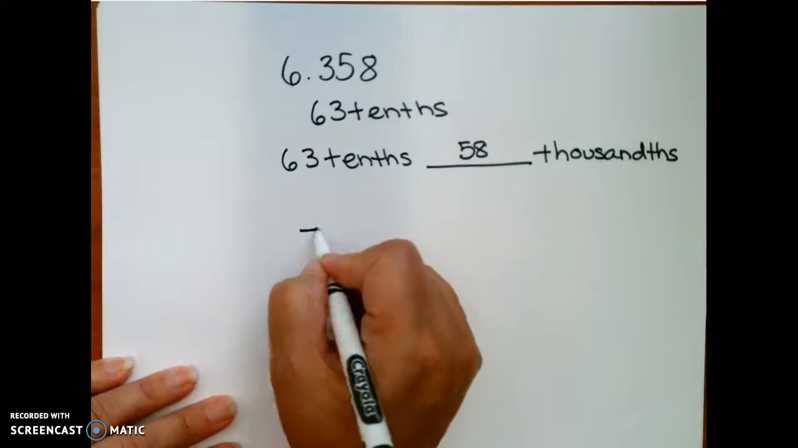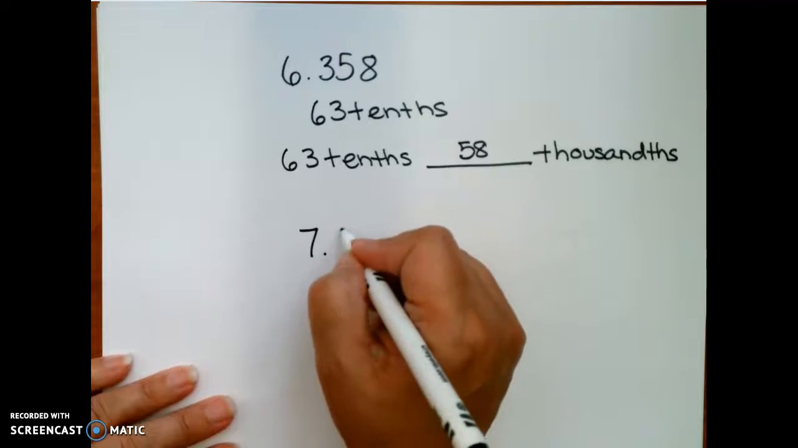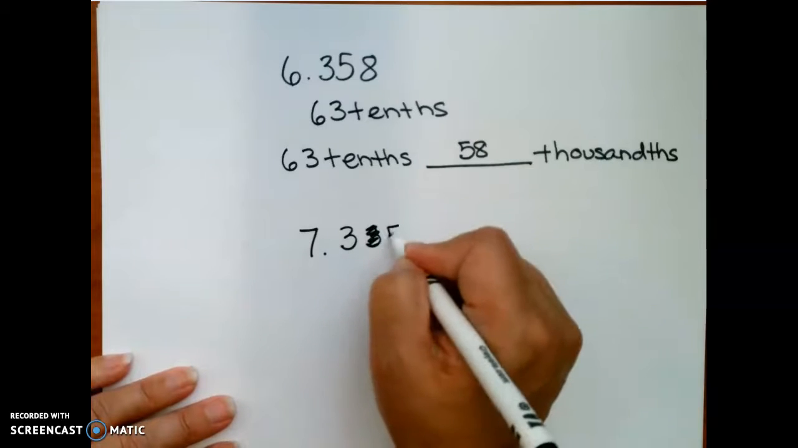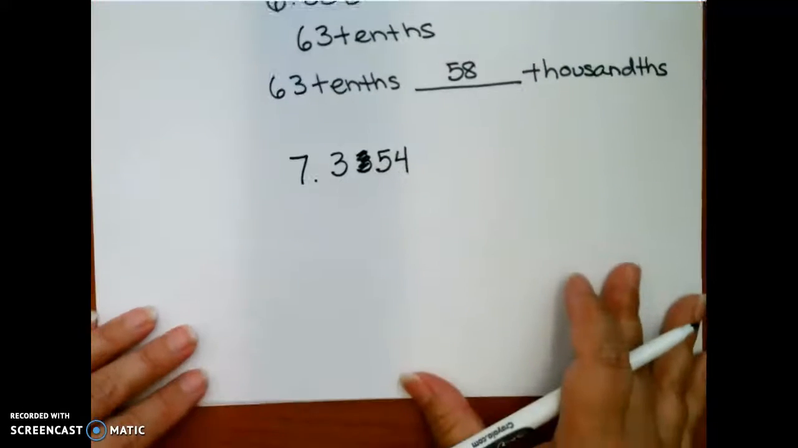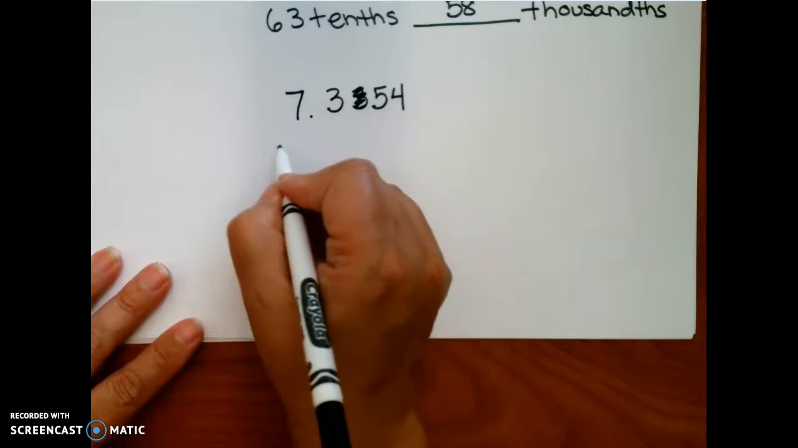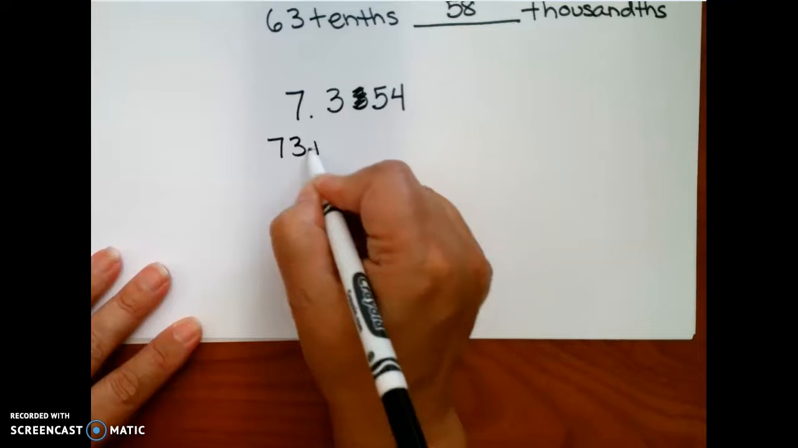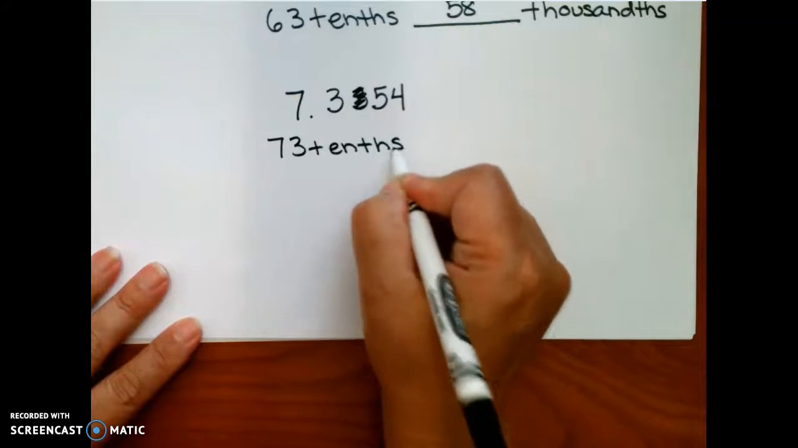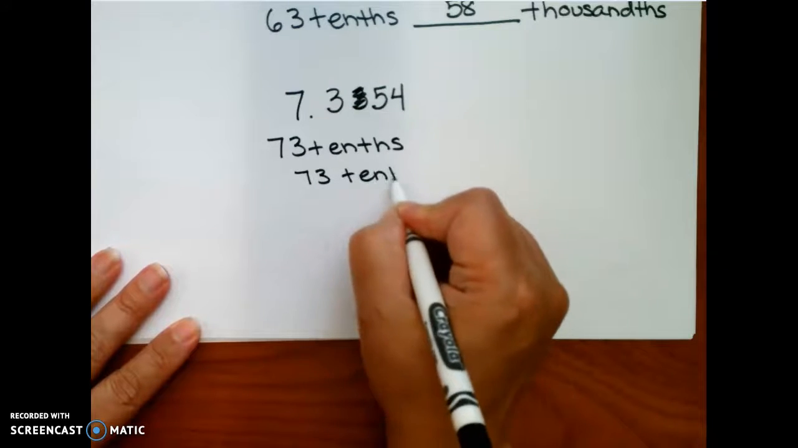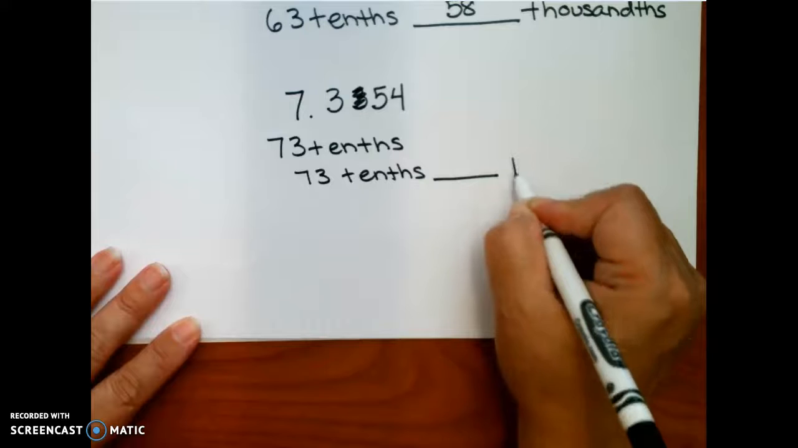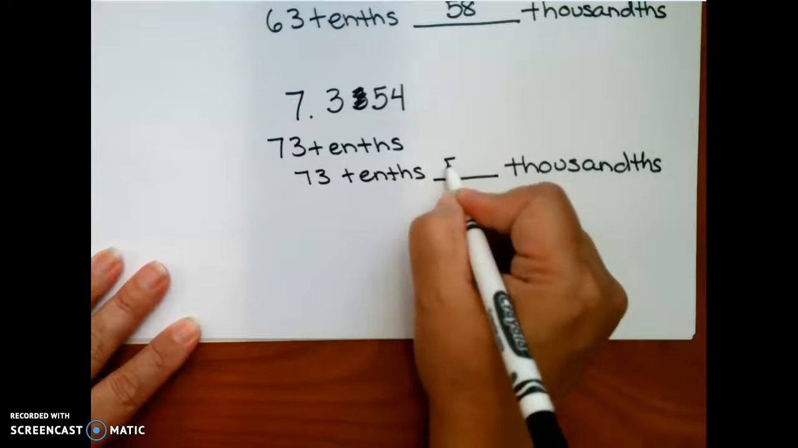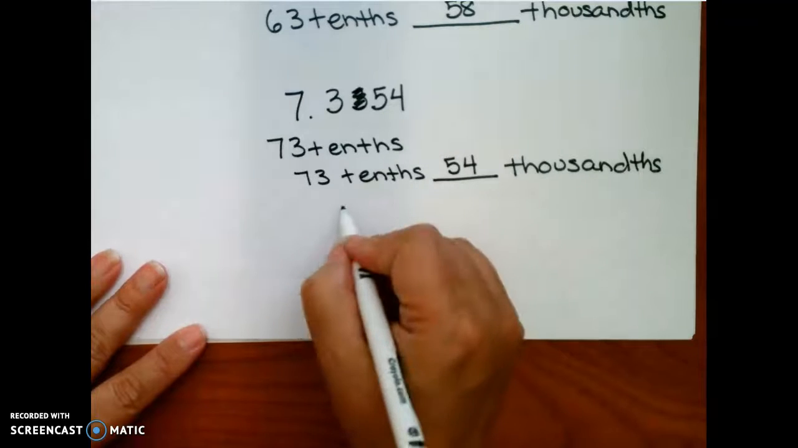Now, my next number I'm going to do this for is 7 and 354 thousandths. How many tenths are in that number? 73. So I have 73 tenths. And how many thousandths? 54 thousandths. Now, how many hundredths do I have in this number?